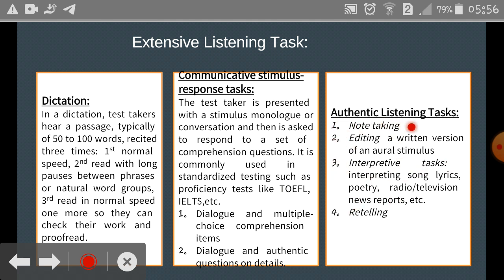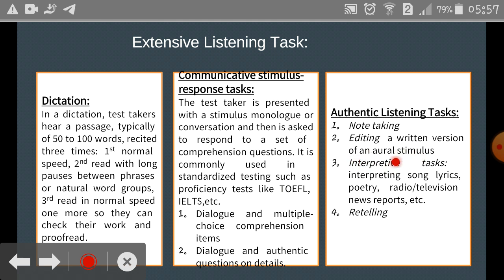In note taking, for example, you give the student audio or a lecture about certain materials, and then you ask them to take notes about the lecture or the audio. And then second, you have editing a response version of an oral stimulus. For example, you also give them the audio and then you ask them to edit the written version of the audio script.